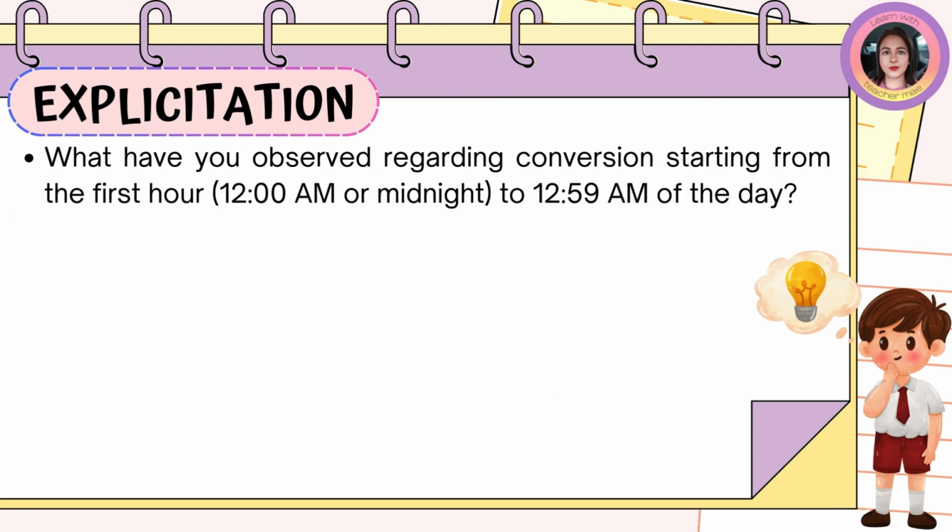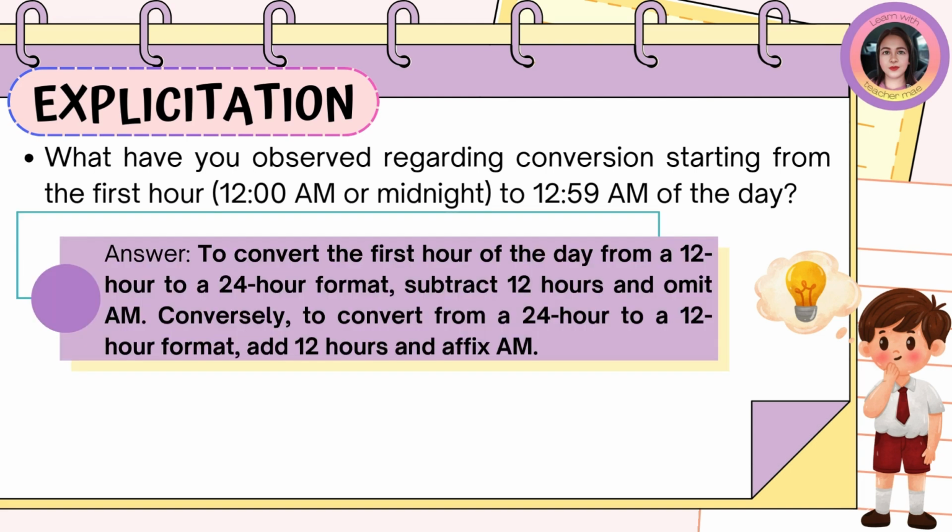What have you observed regarding conversions starting from the first hour, 12 o'clock a.m. or midnight, to 12:59 a.m. of the day? To convert the first hour of the day from a 12-hour to a 24-hour format, subtract 12 hours and omit a.m. Conversely, to convert from a 24-hour to a 12-hour format, add 12 hours and affix a.m.